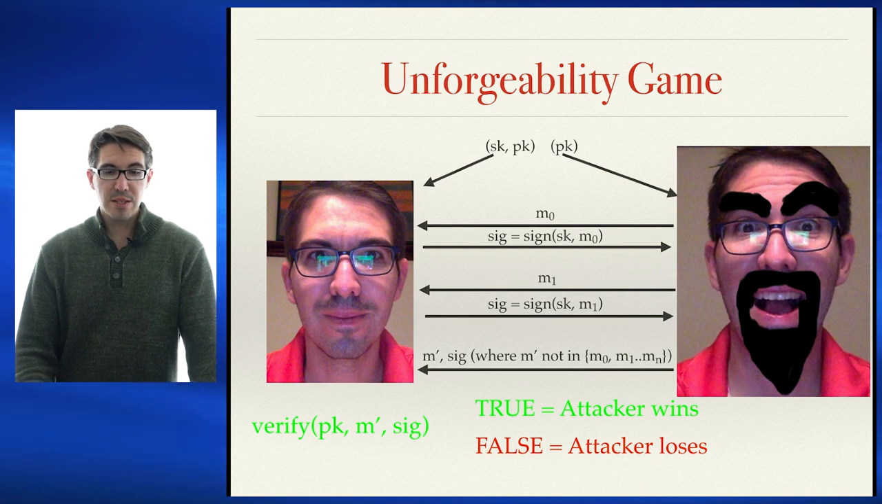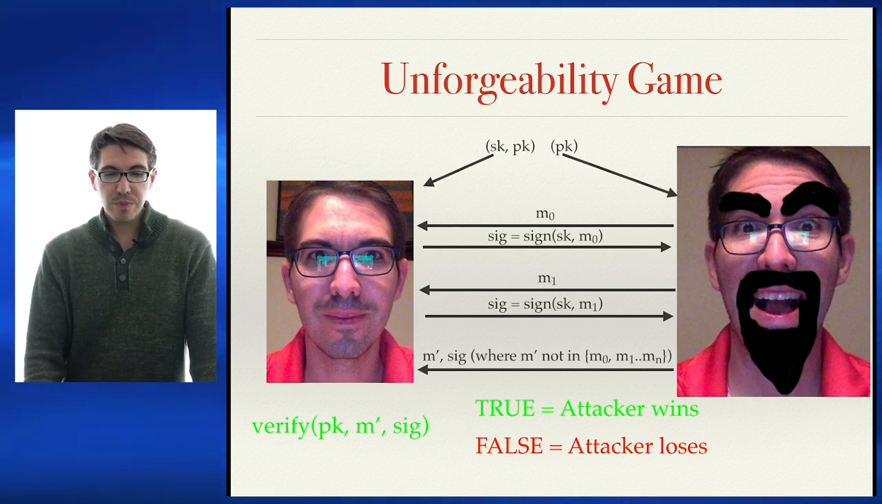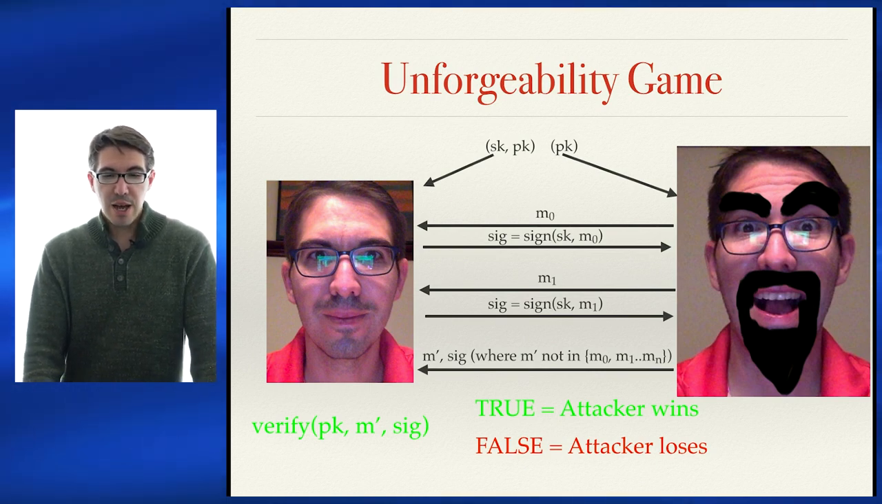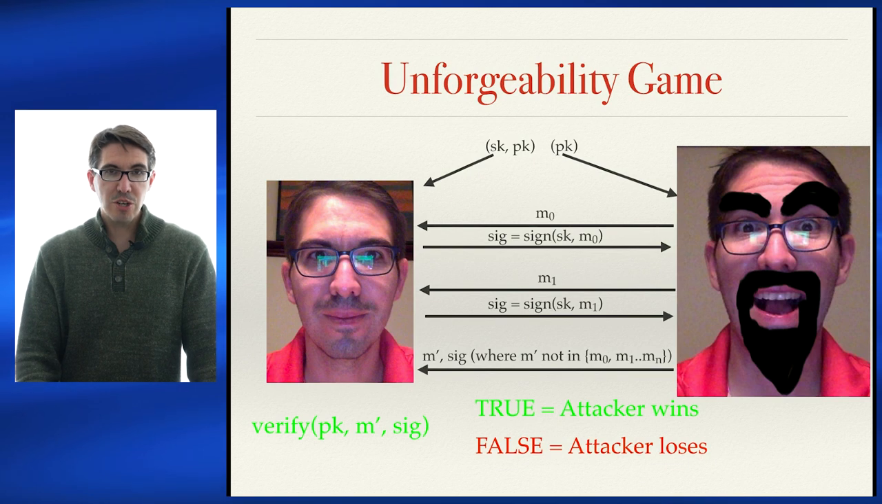Then evil Bill sends over message M sub one, which is a different message. Good Bill once again signs this. He sends the signature that he created after signing the message with his secret key. And he does this N times.